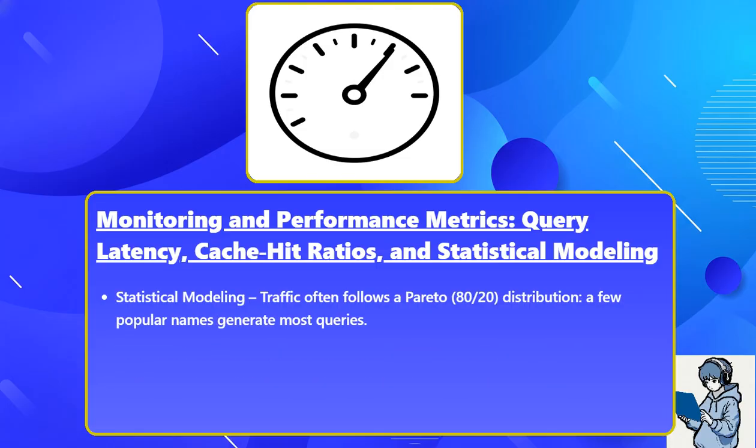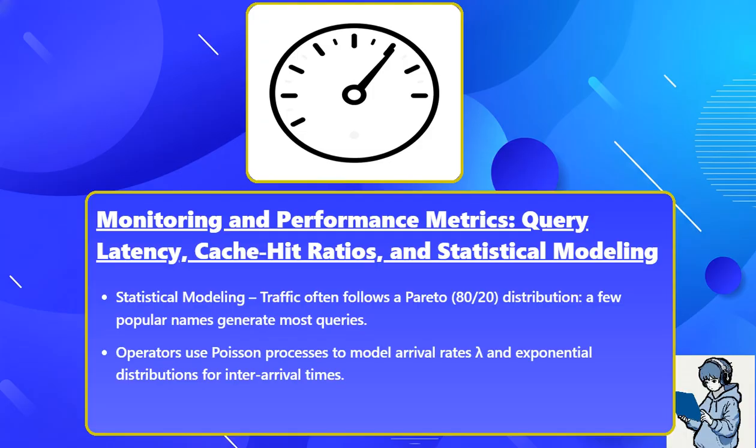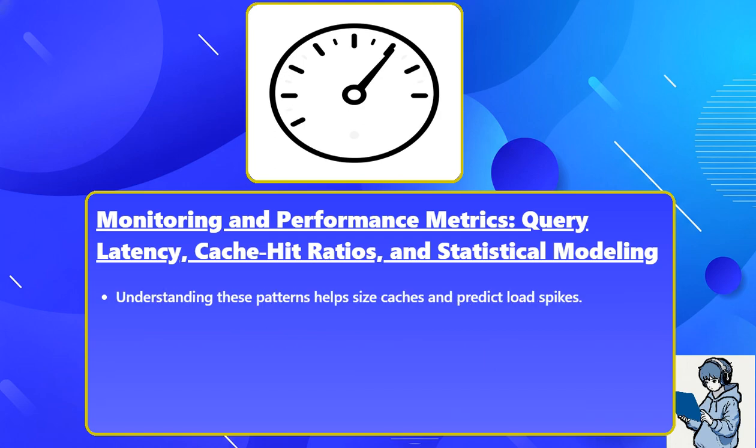Statistical modeling: traffic often follows a Pareto 80-20 distribution. A few popular names generate most queries. Operators use Poisson processes to model arrival rates, lambda, and exponential distributions for inter-arrival times. The probability of k queries in interval t is P of k given lambda t equals e to the minus lambda t times (lambda t) to the k divided by k factorial. Understanding these patterns helps size caches and predict load spikes.